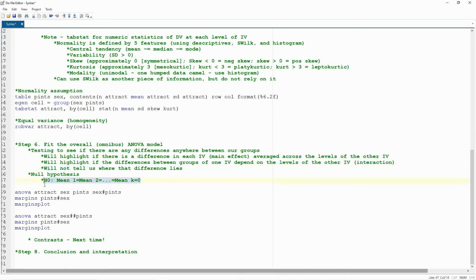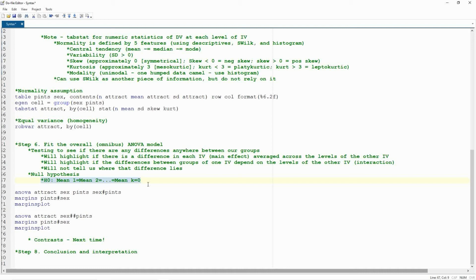The null hypothesis hasn't changed. The one technicality now is we have a null hypothesis for each main effect, so there's two null hypotheses there, and a third one for the interaction. So for gender, the null hypothesis is that the mean of males will equal the mean of females. For pints, it's going to be that 0 pints equals 2 equals 4, and then for interaction, it's going to be males at 0 equals females at 0 equals males at 2 equals females at 2 equals males at 4 equals females at 4. So we'll have 3 null hypotheses. This means we're going to have 3 significance tests.